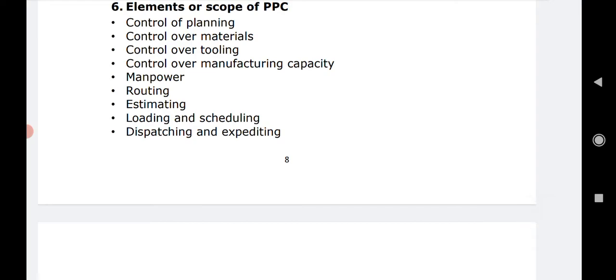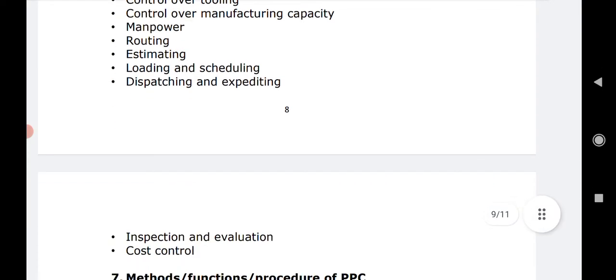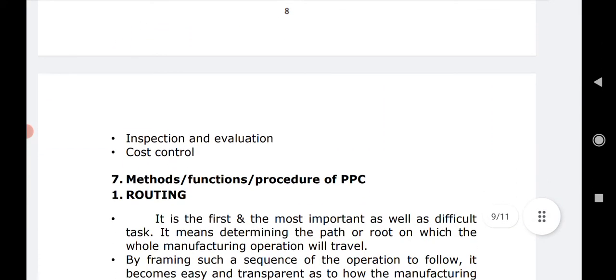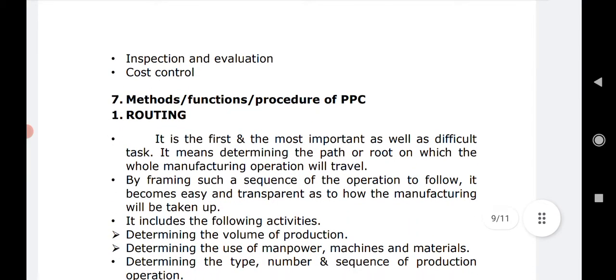And see, when we are talking about PPC, it starts from the very beginning till the end. So its scope is very wide, like control of planning, control over materials, tooling, manufacturing capacity, manpower, routing, estimating, loading and scheduling, dispatching and expediting, inspection and evaluation, cost control. In fact, each and every activity is a part of PPC, and that is why it is a very wide function.